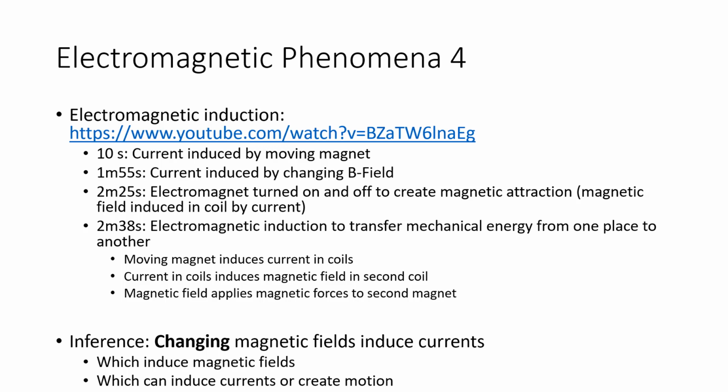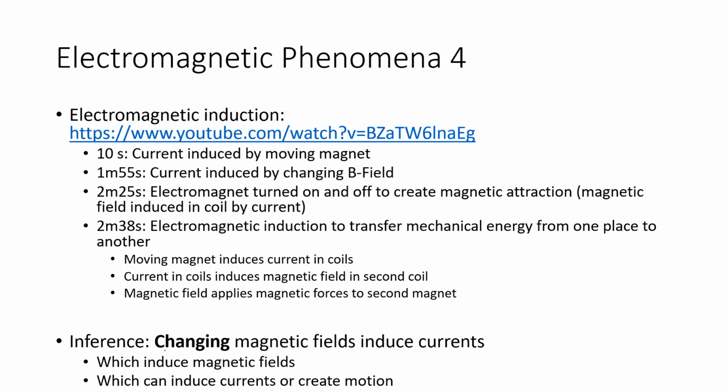Okay, so from this, we have a couple of hugely important ideas. Importantly, if we have a changing magnetic field, we can create a current. That's the only new idea here. But the implications are huge.